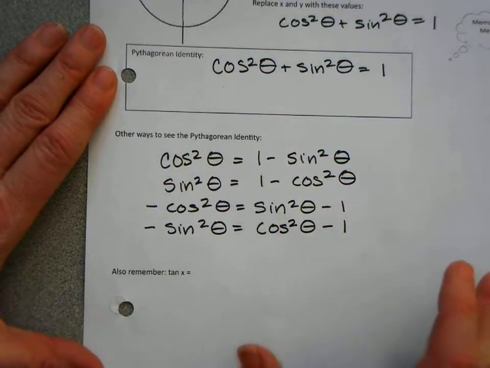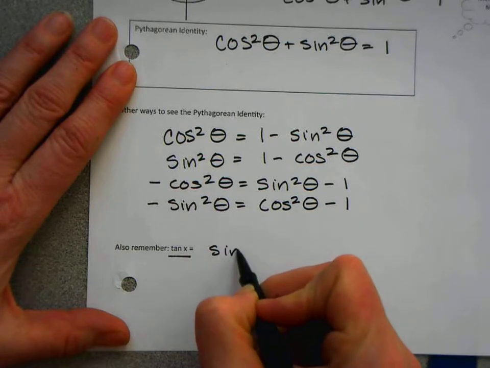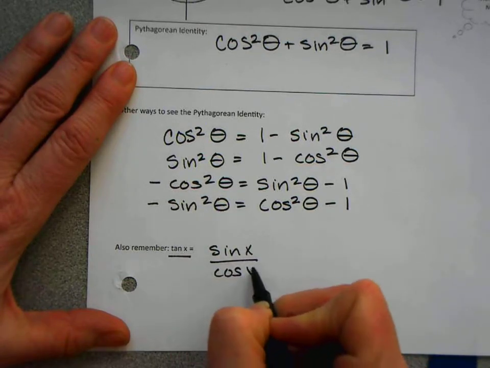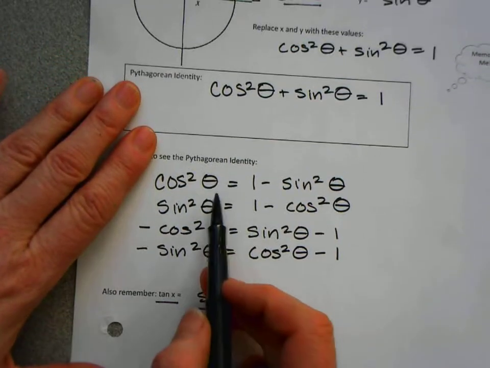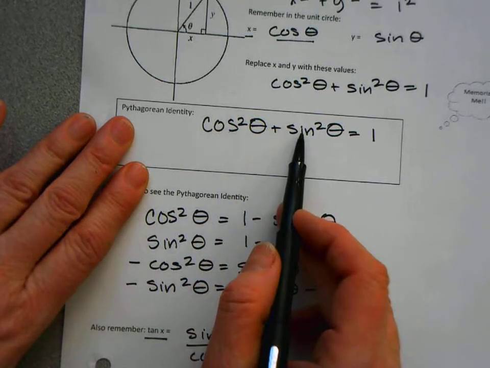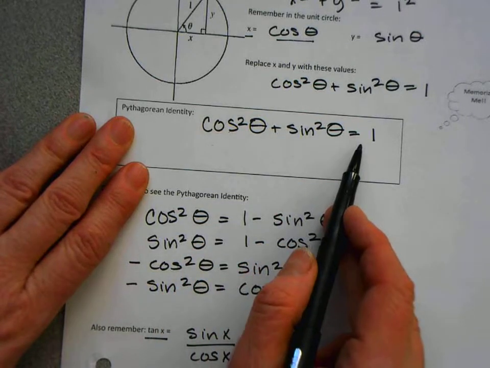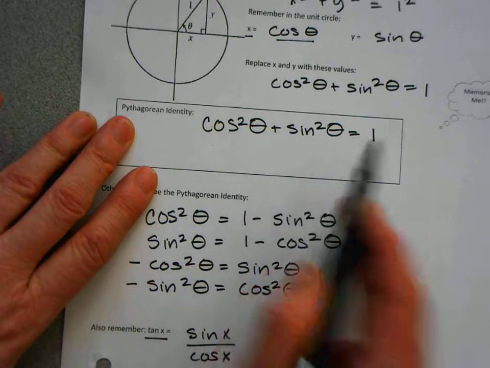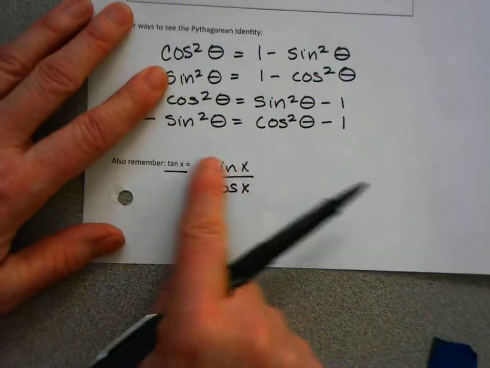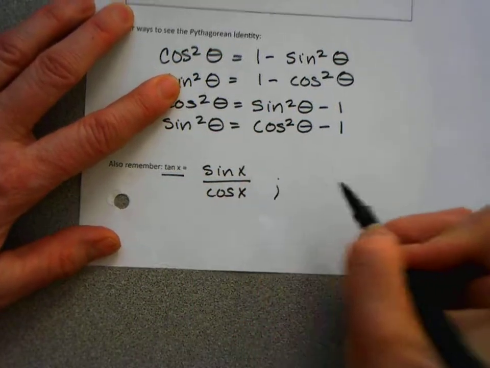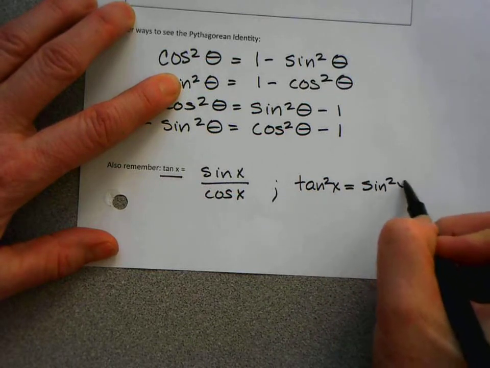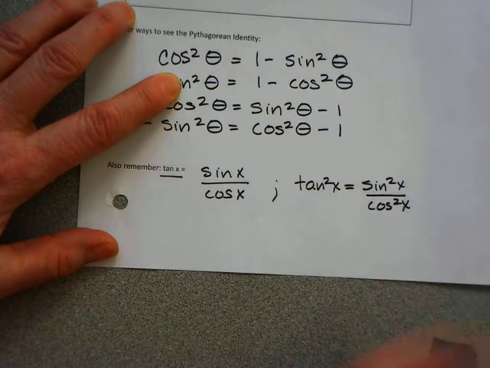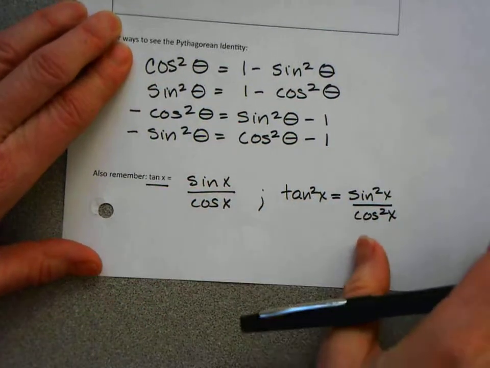There's another identity: the tangent of x is equal to the sine of x over the cosine of x. Okay? So what is also true about this? You see that the Pythagorean identity only works when you have cosine squared plus sine squared. Cosine theta plus sine theta does not equal 1. Only cosine squared plus sine squared equals 1. But in this one, because this is all multiplication and division, this is also true: the tangent squared of x is equal to the sine squared of x over the cosine squared of x. Okay? So with these, we're going to simplify and verify.